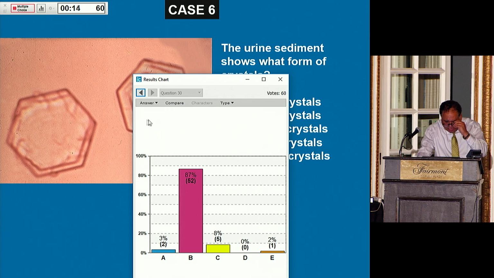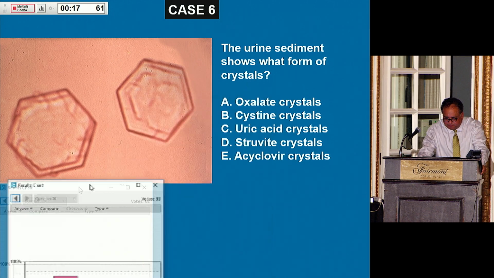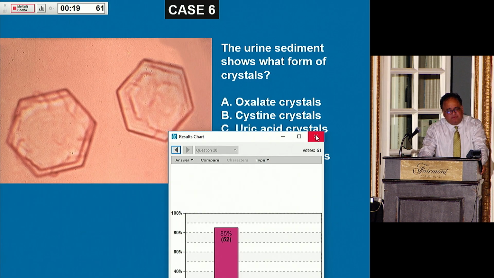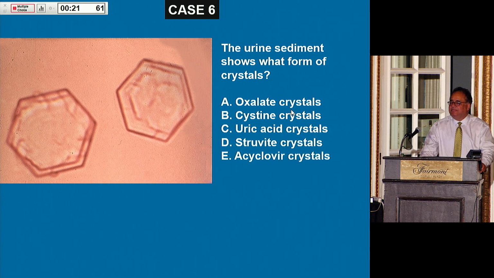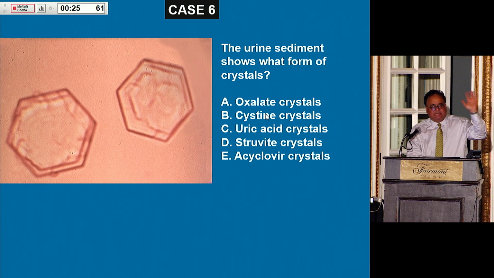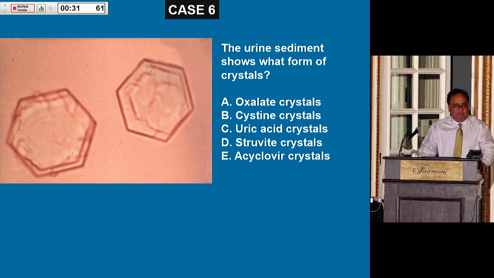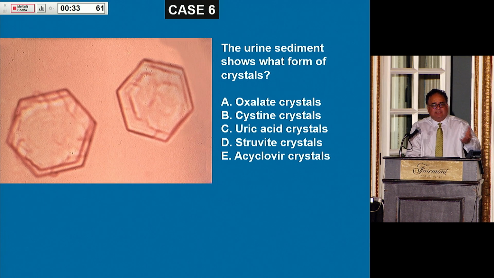So 87% of you got this as being cystine. If there is a crystal in the exam, it's going to be a cystine crystal. I'm just pointing out, how many people have actually seen a cystine crystal in real life? Maybe 5 or 6 people of the 190 people in this room. So it's an exam thing, right?